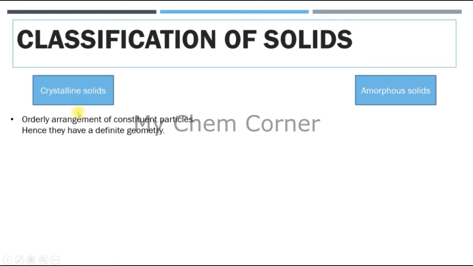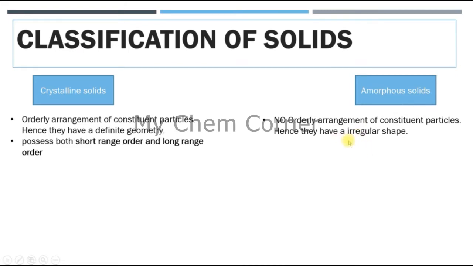If you look at crystalline solids, they have an orderly arrangement of constituent particles, and that is why crystalline solids have a definite geometry. Whereas amorphous solids do not have an orderly arrangement, therefore they don't have a regular shape. That's why amorphous solids are more powdery. They don't have a consistent arrangement of particles, that's why they appear powdery and they're very soft. Crystalline solids possess short range and long range order, whereas amorphous solids possess only short range order.